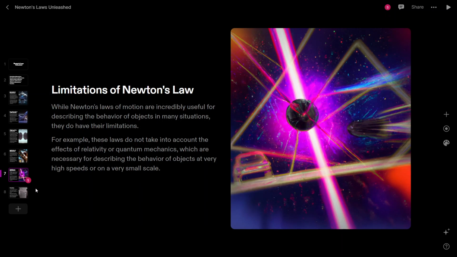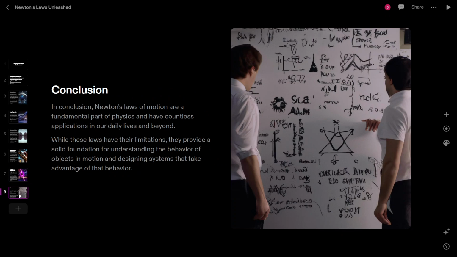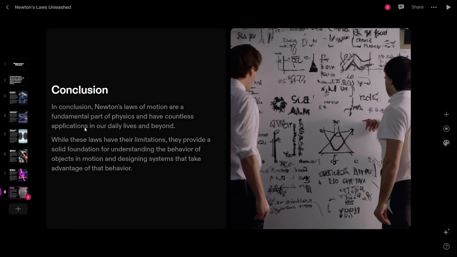So the conclusion of Newton's laws. In conclusion, Newton's laws of motion are a basic and fundamental part of physics and have countless applications in our daily life and beyond. While these laws have their limitations, they provide a solid foundation for understanding the behavior of objects in motion and for designing systems that take advantage of that behavior. In our daily life there are a lot of things we see, and Newton's laws explain how they move and how things work.